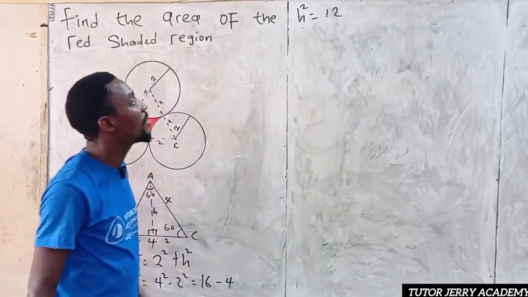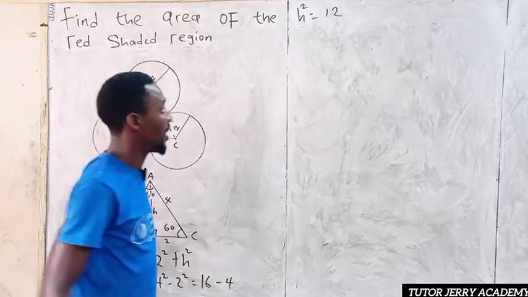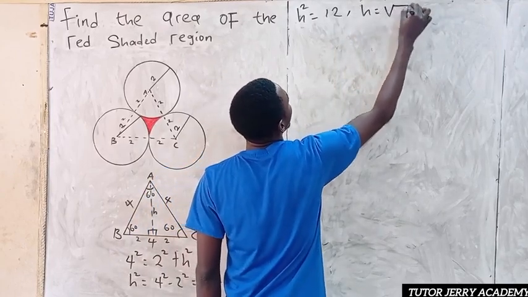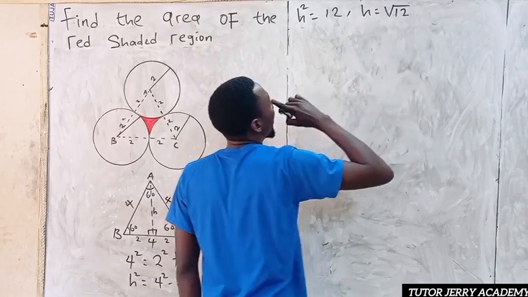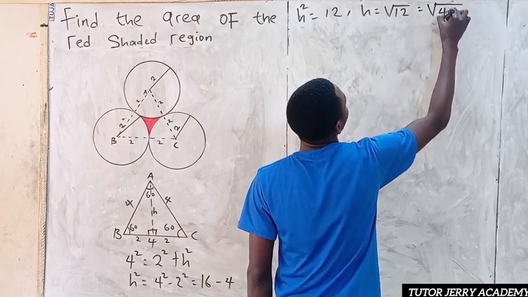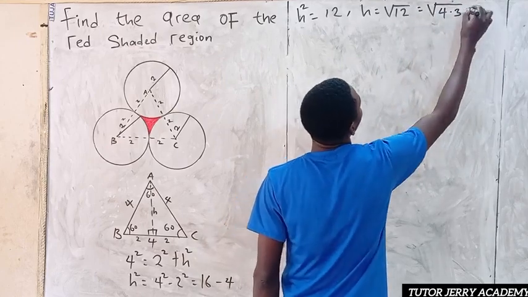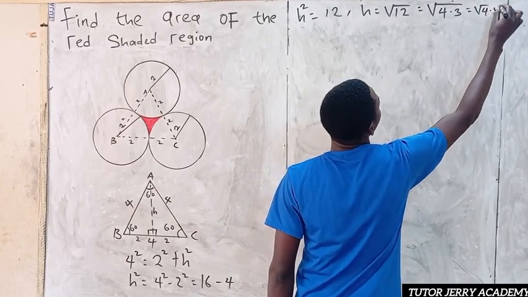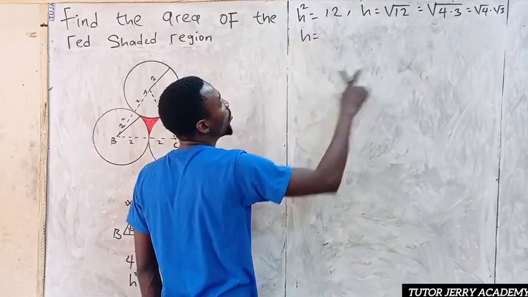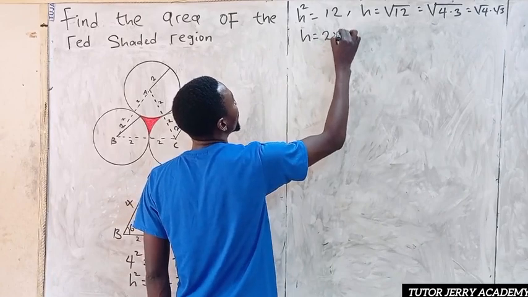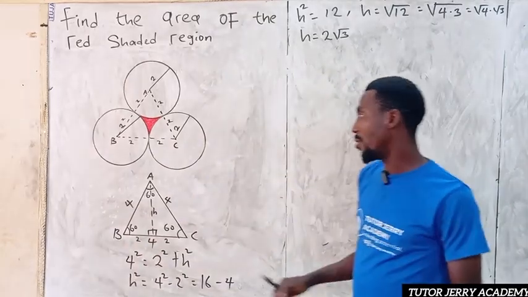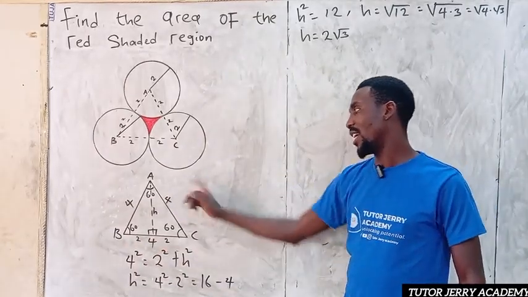All right. So for us to get the value of h, we are going to take the square root of both sides. It means that h will be equal to the square root of 12. And the square root of 12, we know we can express 12 as 4 multiplied by 3. So by breaking down the square root, we are going to have root 4 multiplied by root 3. So h will be equal to, root 4 is 2, so we are going to have 2 root 3. All right. So the next thing we are going to do is find the area of this equilateral triangle.